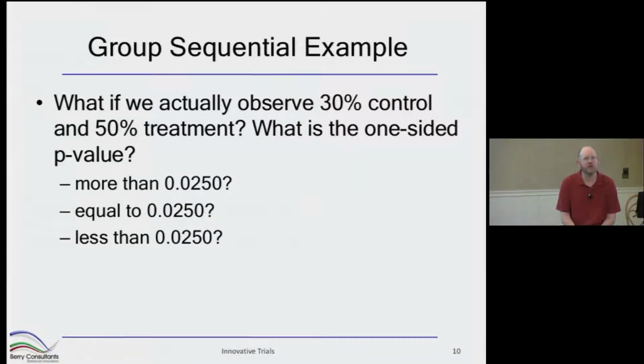So let me ask a question. I'm going to take a poll here. What if we actually observe, so this isn't what if the truth of the drug, this is what if I actually get in my trial 30 out of 100 responders on control, and I get 50 out of 100 on treatment. So I powered it for that effect. Suppose it actually happens. What's the p-value? More, equal, or less than 0.025? I powered it to get significance at this level.